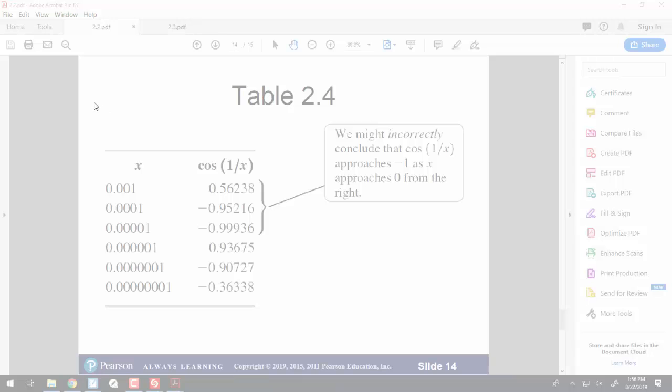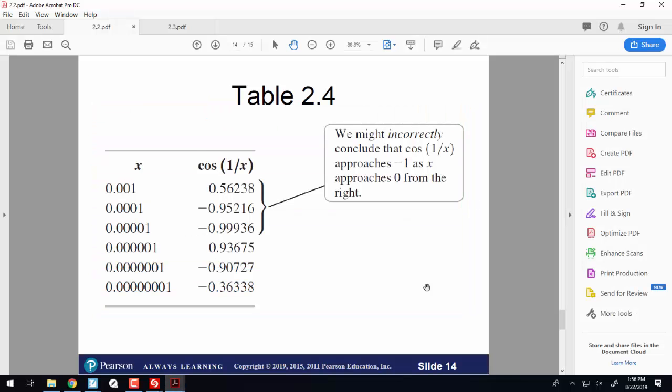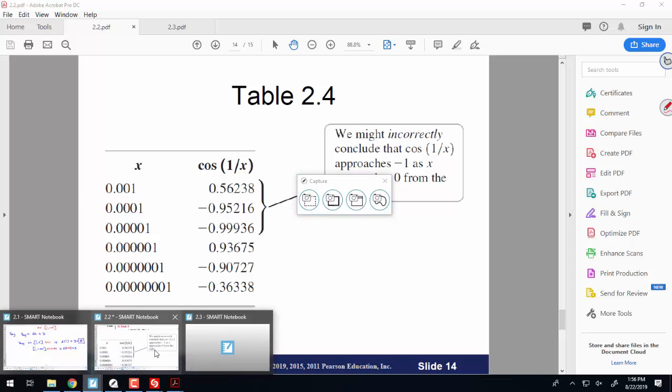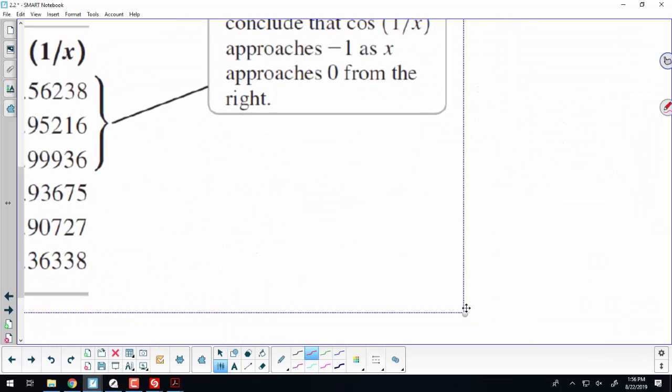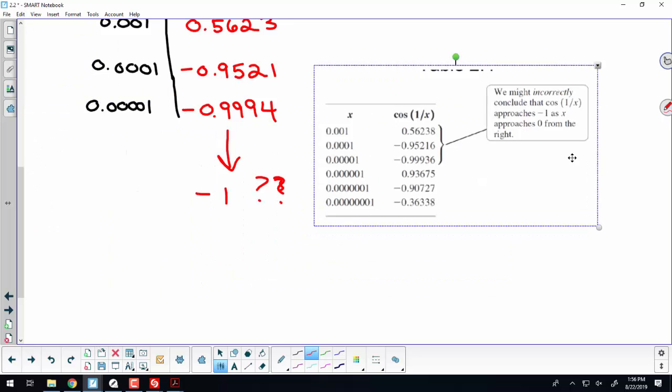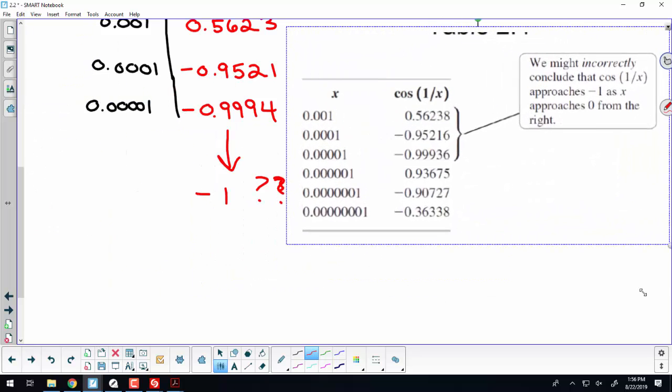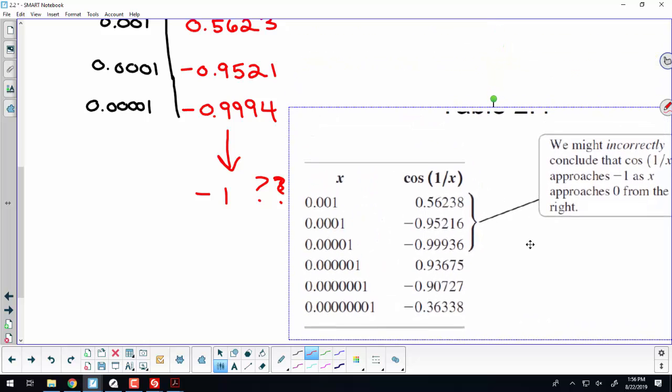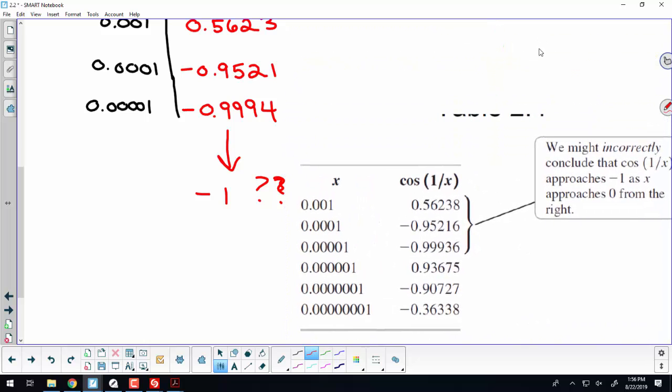So here's some more values that we didn't compute. Once we compute with 0.000001, then we see it jumps back up to positive 0.9, then back to negative 0.9, then even worse, jumps up to negative 0.3. So yeah, it's totally all over the place.